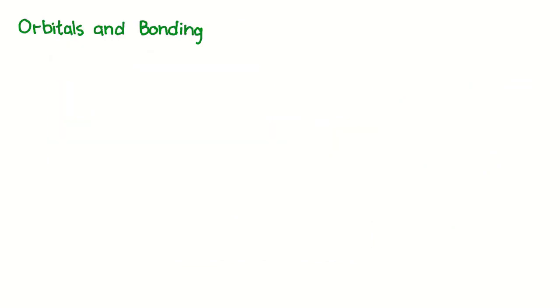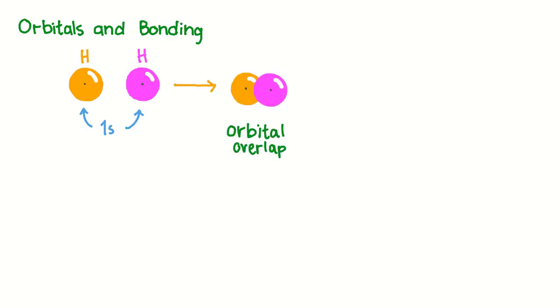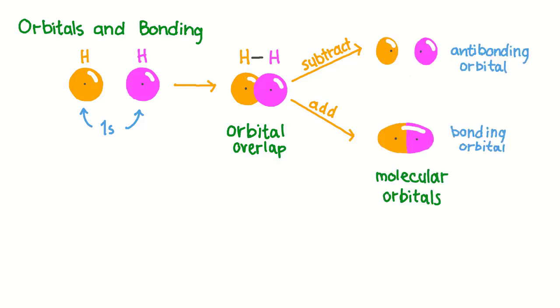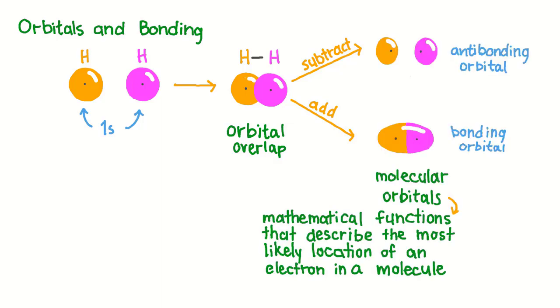So far, we've just looked at electrons in atoms, but what about electrons in molecules? Say we have the 1s orbitals of 2 hydrogen atoms. If these orbitals overlap, a bond is formed. When this happens, the mathematical functions described by the atomic orbitals can add or subtract. This results in the formation of new orbitals. These new orbitals are molecular orbitals, which describe where electrons are located in a molecule.